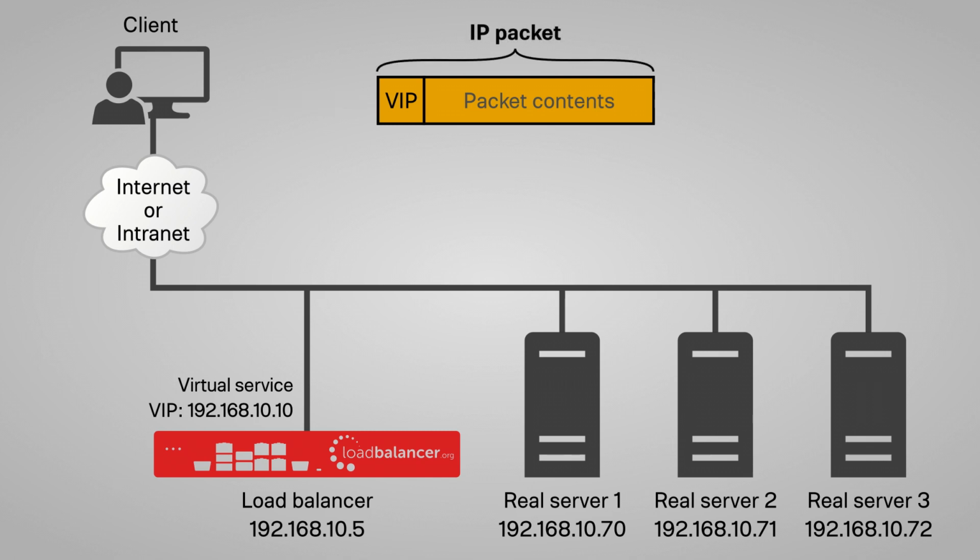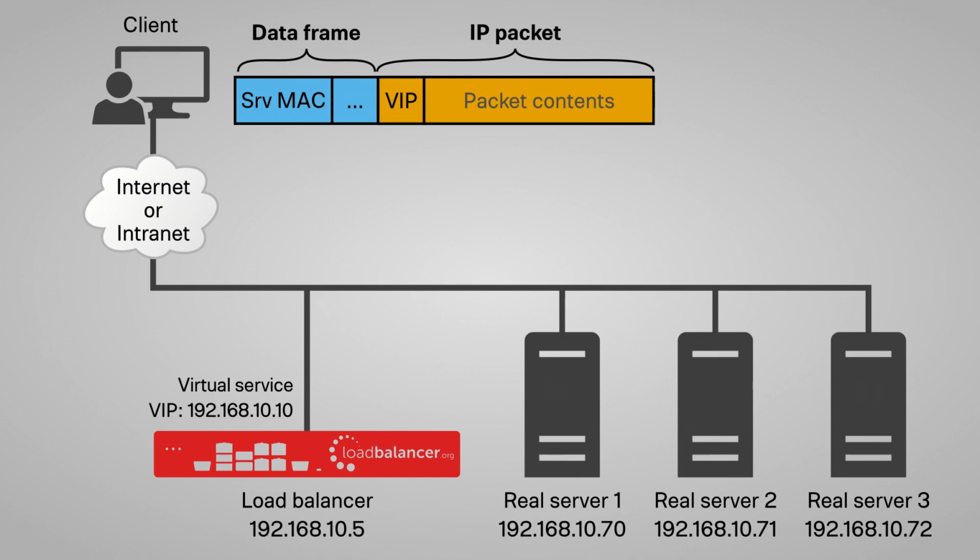It does this by changing the destination MAC address of the data frame that encapsulates the request IP packet. The MAC address is changed to the MAC address of the chosen server. The load balancer then retransmits the request packet on the network, and the packet arrives at the chosen server. The destination IP address of the request packet hasn't changed and is still the virtual IP address.